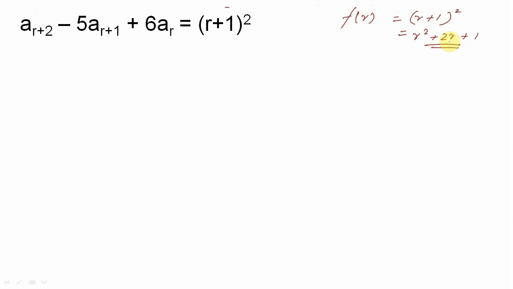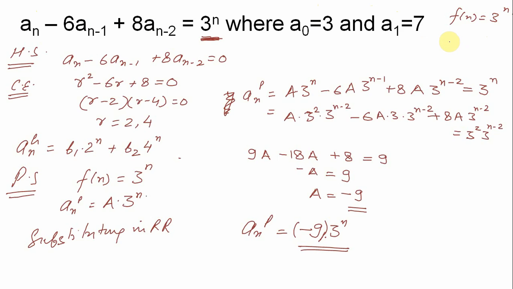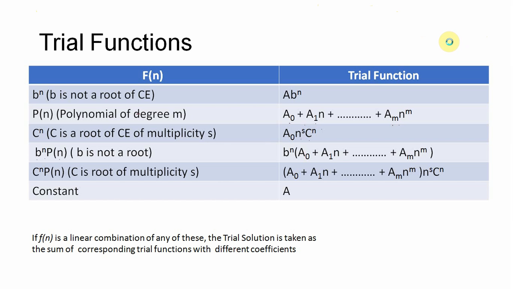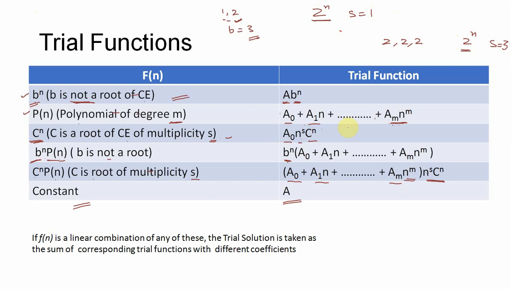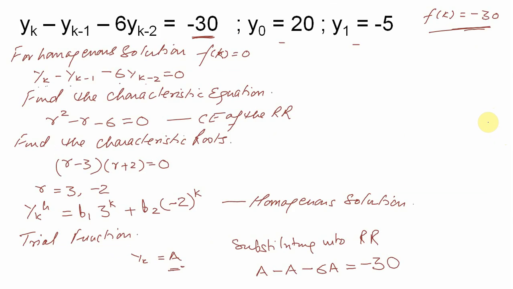That means this is, if I go back, this is a polynomial of degree 2. This is a polynomial of degree 2. So that means this is going to be my trial function. Right? So coming back to the question.